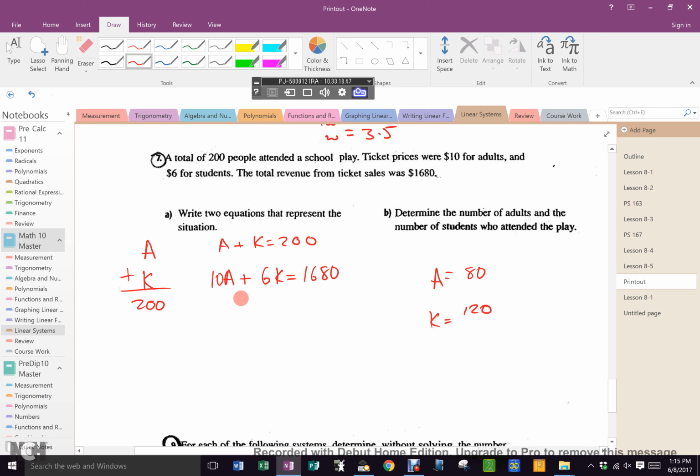800 plus 6 times 12, 72, 720 and 800. I don't get that. Adults is 120, and kids is 80. Now that's 1,240. That's correct.